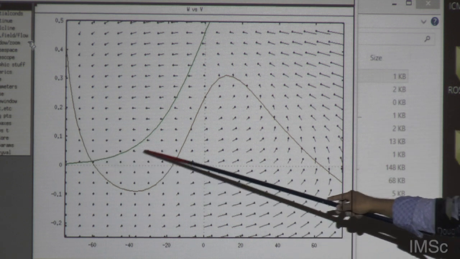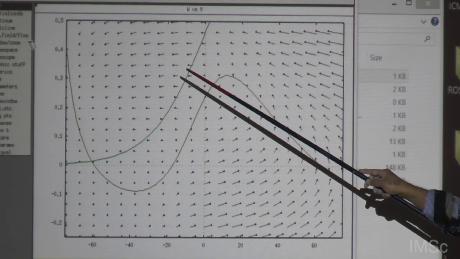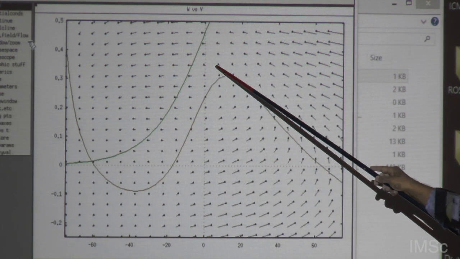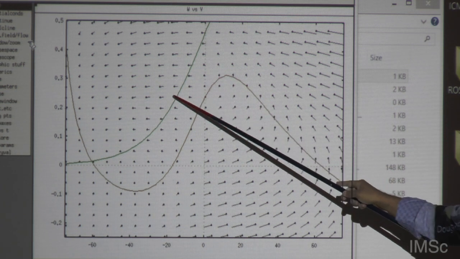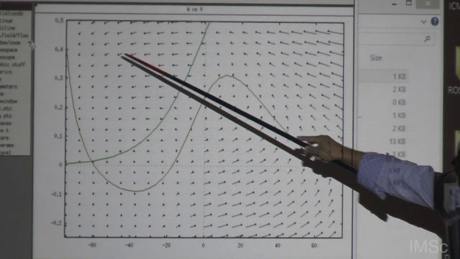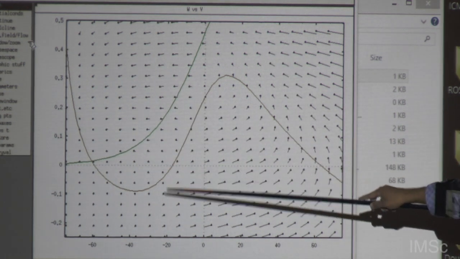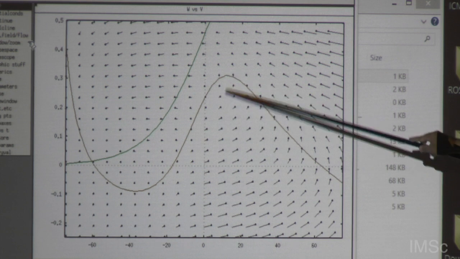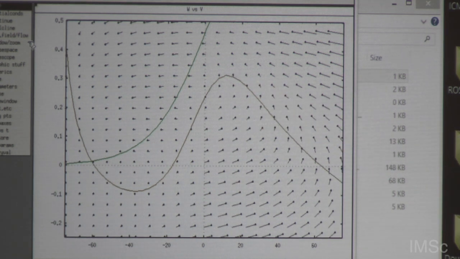At every point on this, you will have dW/dt equal to 0, which means you can pass across the green nullcline only in the horizontal direction, anywhere you are on the W nullcline. You can only pass through either this way or that way, and in the vertical direction if you're passing through the V nullcline.